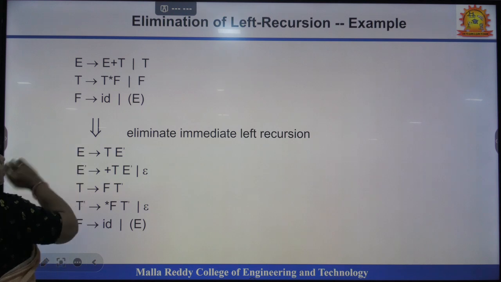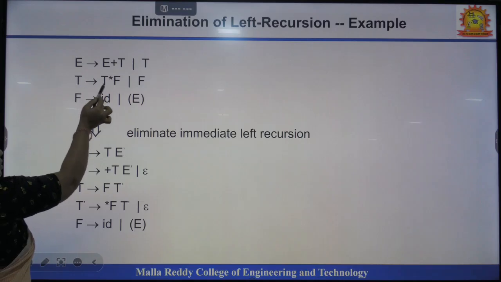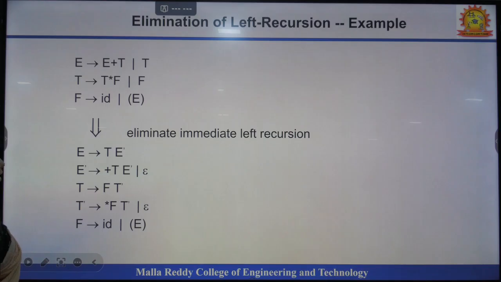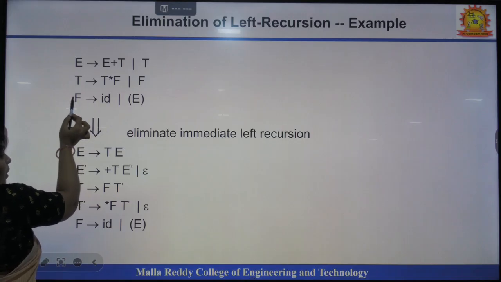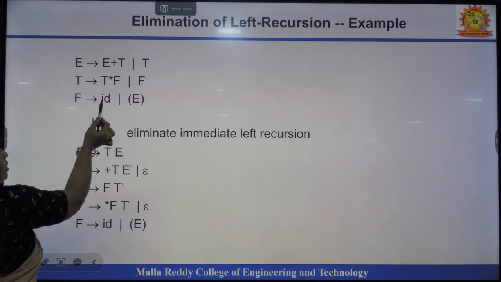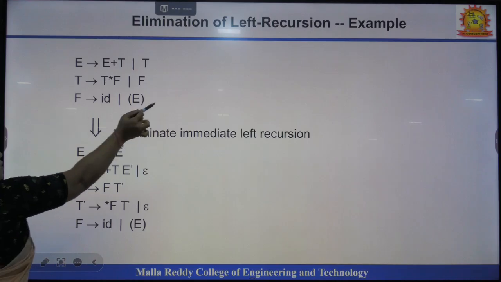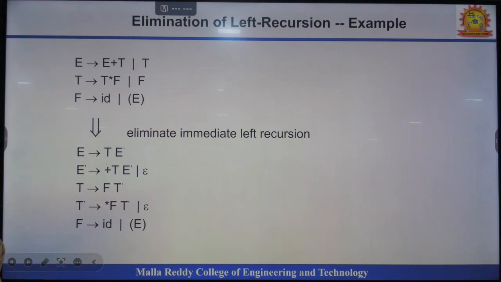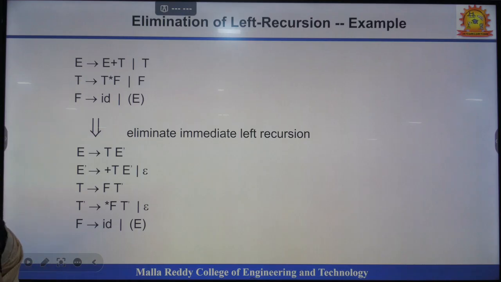The second production also has the non-terminal symbol T immediately after the arrow, and again the same symbol is there, so it has the left associativity problem. But in the third production, F is the non-terminal symbol, while ID is a terminal and the open brace is also a terminal, so this production does not have any left associativity problem. So for the first two productions we need to eliminate the ambiguity. That means the left associativity problem has to be eliminated.